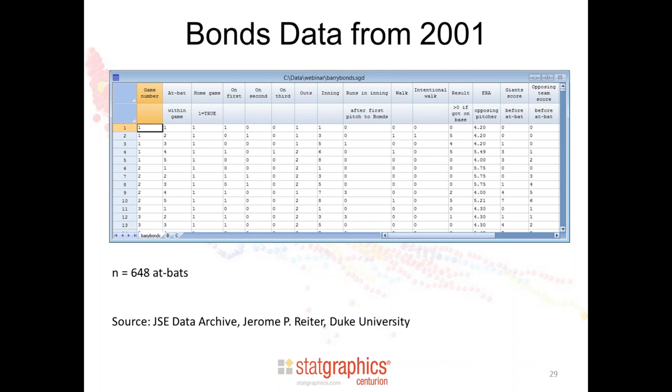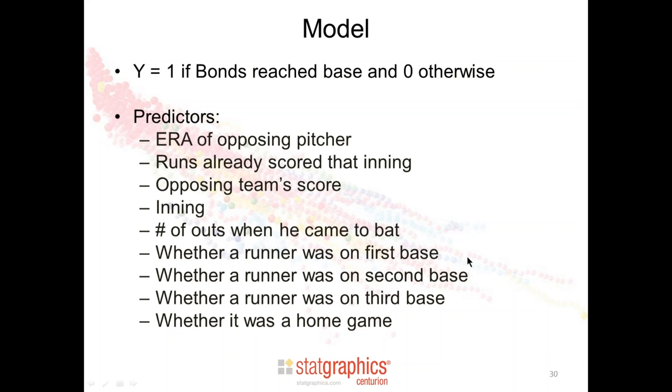Okay. Now, I'm going to set up a logistic regression. I'm going to let my Y variable be 1 if Bonds reached base and 0 otherwise. So it's a binary response. As predictors, we'll use the ERA, runs already scored, opposing team score, inning, number of outs when he came to bat, where there were runners, whether it was a home game, and so forth.